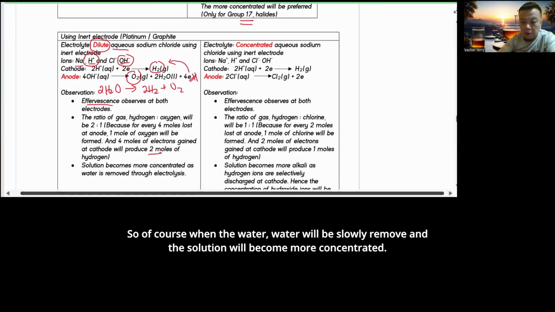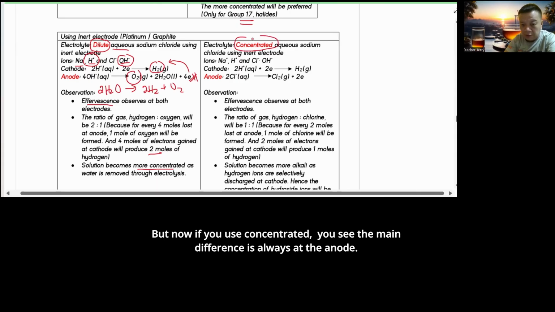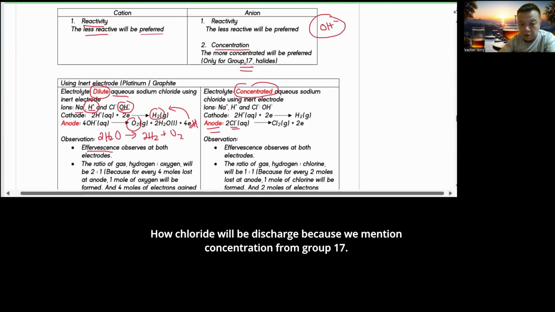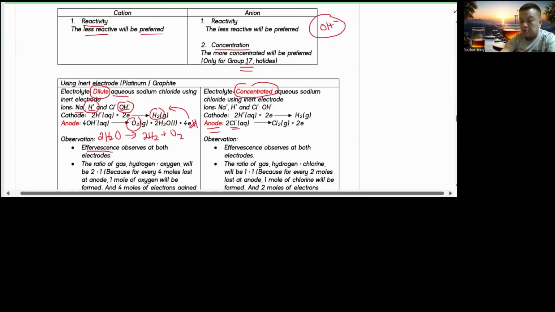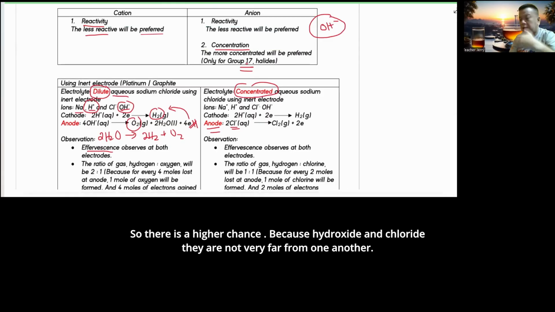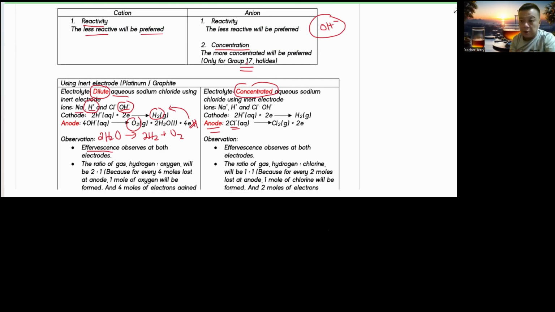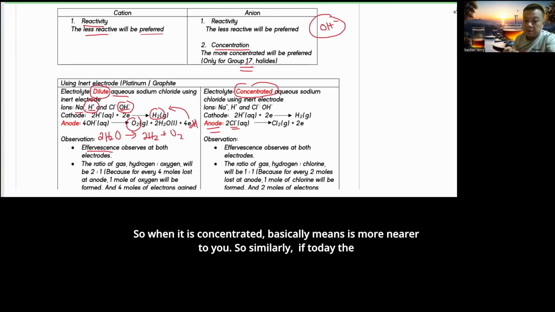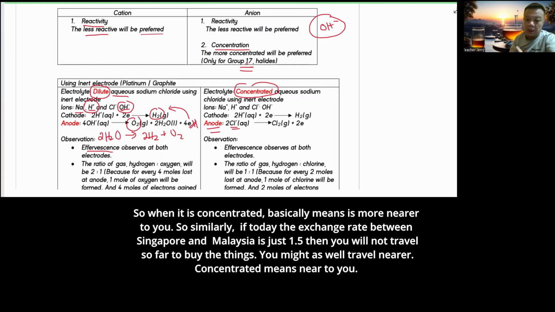Of course, as the water is slowly removed, the solution will become more concentrated. But now if you use concentrated solution, the main difference is always at the anode. Now chloride will be discharged because we mentioned concentration for group 17. So that is a higher chance, because hydroxide and chloride are not very far from one another. When it's concentrated, it basically means it's nearer to you. Similarly, if today the exchange rate between Singapore and Malaysia is just 1.5, then you will not travel so far to buy things. You might as well travel nearer. Concentrated means near to you.